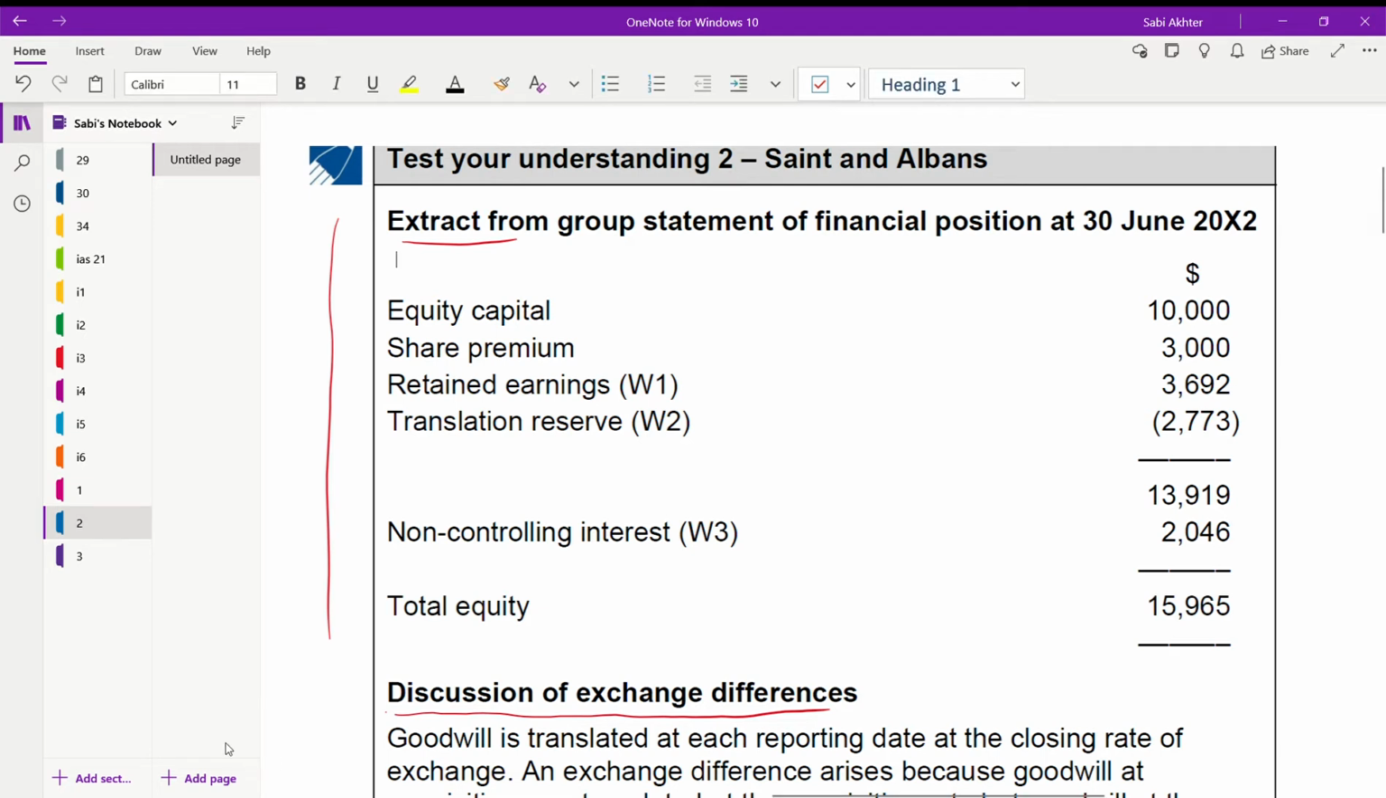So equity section means your equity capital. In this case, there's a share premium. You have to see whether it's share premium or not, and how to understand that. We'll see while we are doing it. Retained earnings working 1, translation reserve working 2, NCI working 3. But 8 workings are there because some of it you need for this, some for that. That's why there are so many workings, but in the main only 1, 2, 3 are referred to. And then finally the total equity.